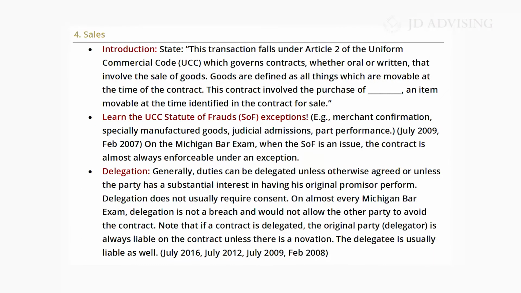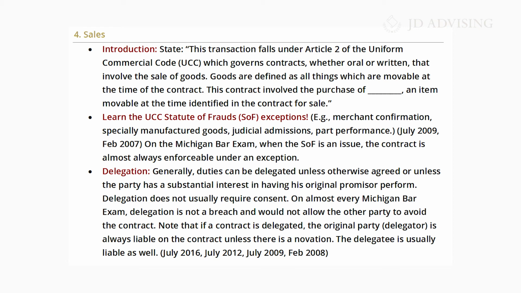All right, sales. Article 2 of the Uniform Commercial Code. This hasn't been tested as much recently because usually sales is not tested if something like negotiable instruments or creditor's rights or secured transactions is tested. And because the board has been trying to get trickier with which subjects it tests, it's been leaving out sales and testing these instead. I would make sure that you know the UCC statute of frauds exceptions.